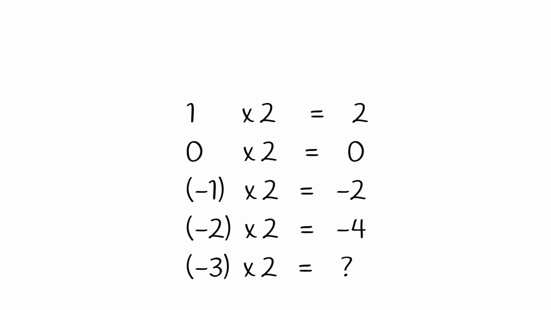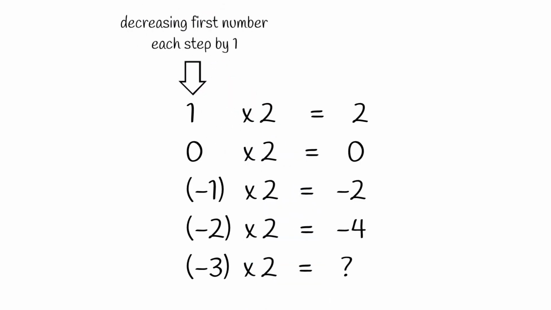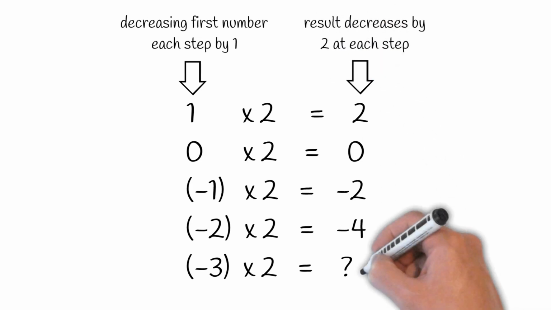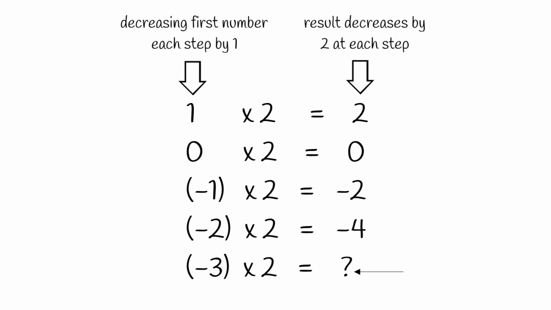The products are obtained this time by decreasing our first number each step by 1. Then we get the results. The result decreases by 2 at each step. Now, what would you write here? From the sequence, we expect negative 3 times 2 equals negative 6.